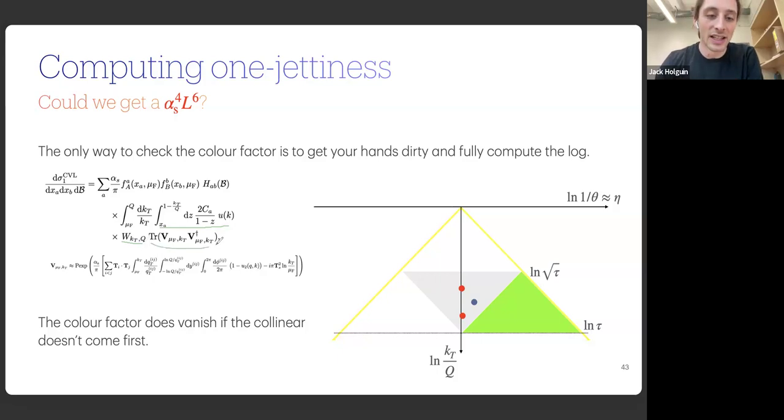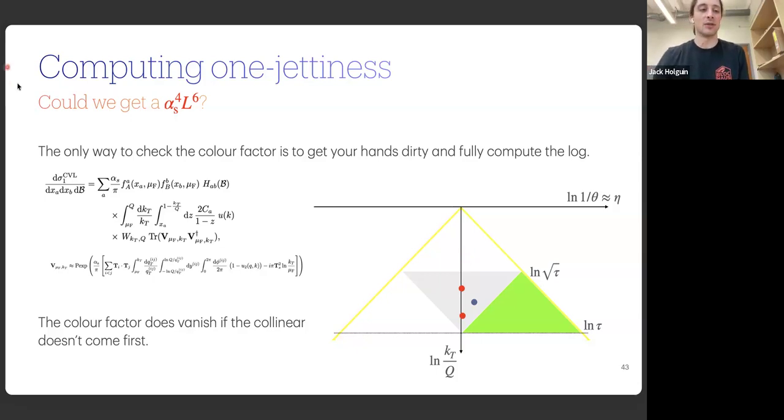And then this color trace is the calculation to all orders of these red, violet, and red gluons. And it turns out when you do this calculation, you very, very rapidly find that the color does immediately vanish if one of these soft gluons is emitted into the region with a higher transverse momentum than the collinear gluon.